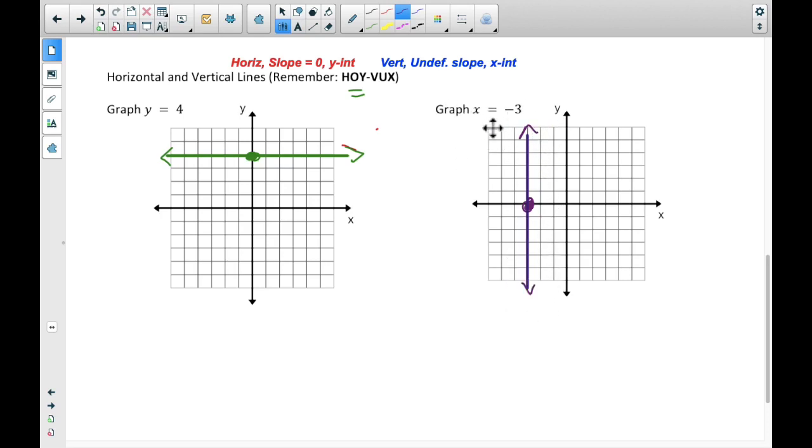So again, if this helps you, this is an x, this is an x. It means it's vertical, it has an undefined slope. Okay, we will continue work with graphing standard form when we get to class.